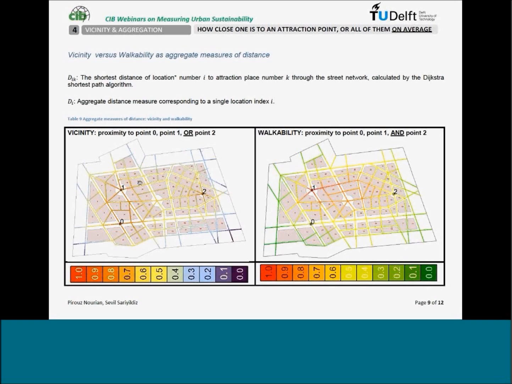When the points have the same kind of importance, we can use the vicinity measure, as it would be all right just being close to any of the attraction points. While in case there are different kinds of services being provided in these locations, and one needs all of them to be reachable by foot, we need to take account of the walkability measure.